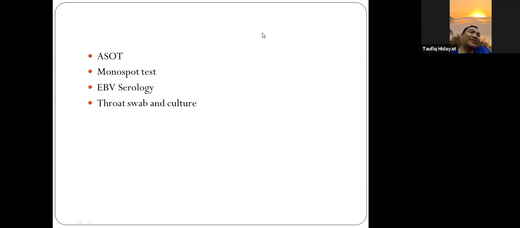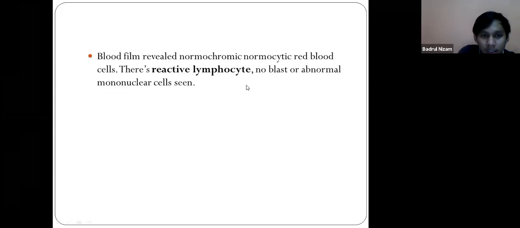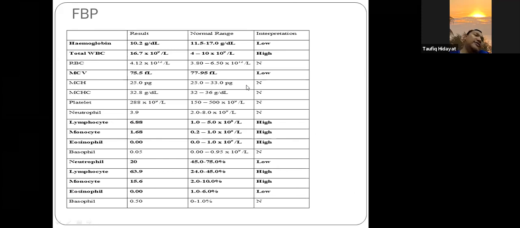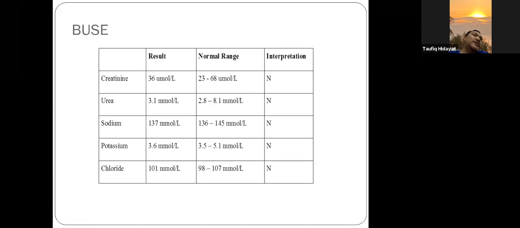Macam ni kan, we offer treatment juga. If we diagnose, if we are confident with infectious mononucleosis, yeah, shouldn't treat with antibiotic. Supportive. Maybe need steroid in case kalau dia ada thrombocytopenia. Ada tak, platelet dia normal tadi? Platelet normal. Usually ada some of the features will be thrombocytopenia. Kalau low platelet ya, kita bagi steroid lah.